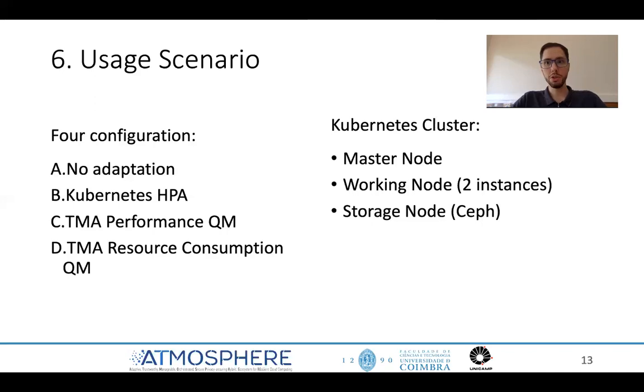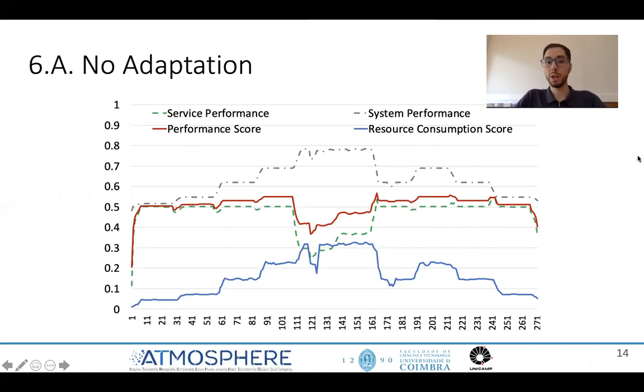The charts that I'm going to show you right now show both the performance score and the resource consumption score, and we want to check how they evolve. Even if we are not adapting using those scores in all of the cases, of course, in cases C and D, we are going to use them to adapt. We want to check how the system and the scores behave throughout this scenario. So the first one is without an adaptation.